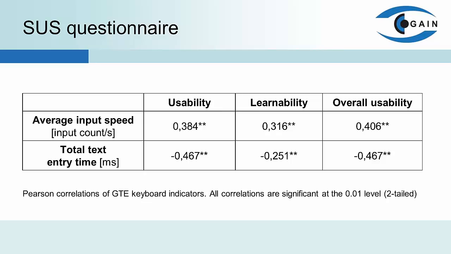The molecular keyboard is still the worst at both: 53.4 for usability and 80.1 points for learnability. But it seems that while it is difficult to use, it is not difficult to learn.